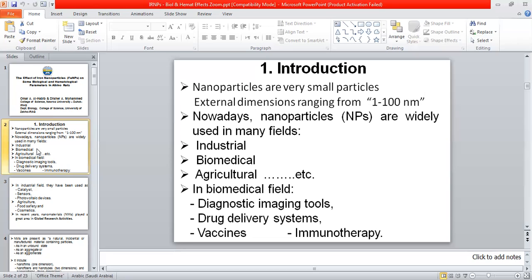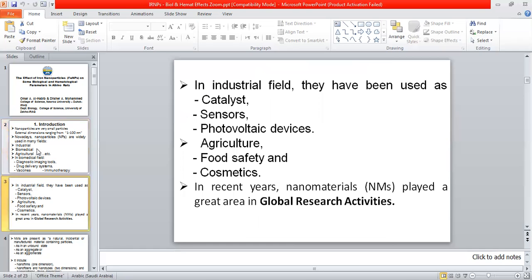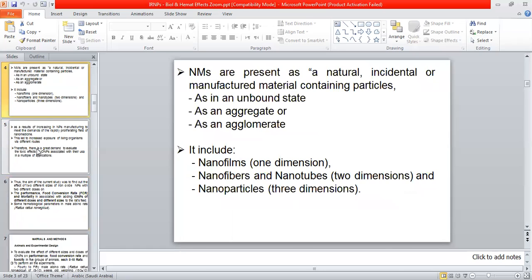With respect to the biomedical field, they can be used in diagnostic imaging tools, drug delivery systems, vaccines, and immunotherapy. In the industrial fields, they have been used as catalysts in the preparation of sensors and photovoltaic devices. Also, they are used in agriculture, food safety, and cosmetics. Due to this extensive use, we can see that they occupy a great area in global research activity.